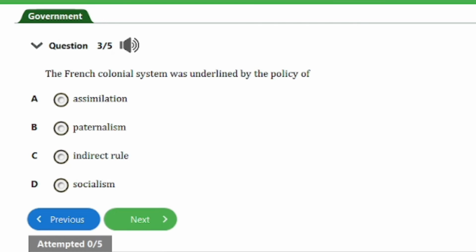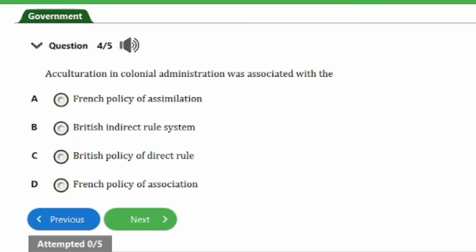Let's head on to the next one, guys. So here's the next question. Question number 4. It says, acculturation in colonial administration was associated with the A, French policy of assimilation, B, British indirect rule system, C, British policy of direct rule, D, French policy of association. So guys, the answer to this question is option A here. That's the French policy of assimilation. And that's it for this question.